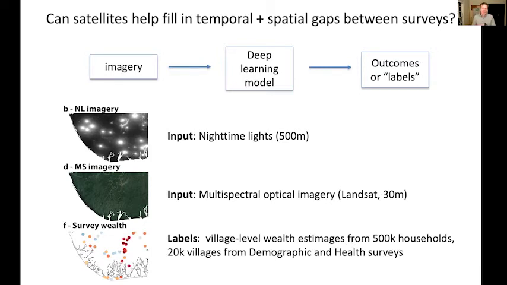In this study that I'll show you that was just published a few months ago, we used data across sub-Saharan Africa, roughly 20,000 villages. And again, these data are from the demographic and health surveys.